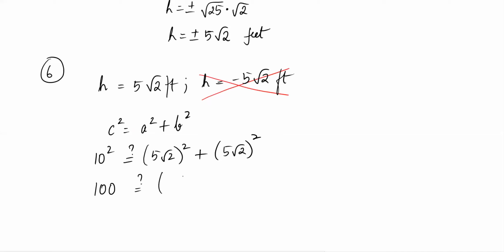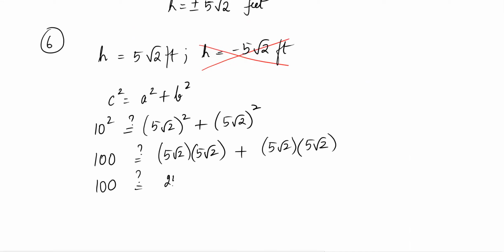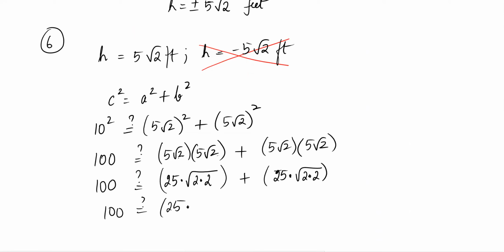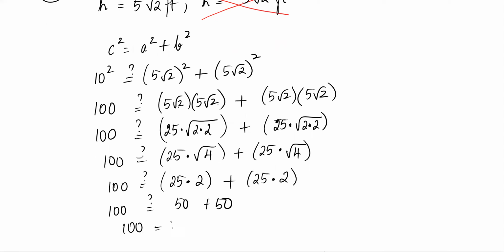So that's 100. Is that equal to 5 root 2 times 5 root 2? So it's 5 root 2 times 5 root 2. Because it's squared, we multiply it twice. This is the reason why we learned about these things in the previous chapter, chapter 9. So that's going to be 25 times, because they have two square roots that are being multiplied, you can bring them both under the same radical. Whatever you do here, it works here too. 25 times square root of 4. Square root of 4 is a 2. So 25 times 2 plus 25 times 2, which is 50 plus 50. You're almost there. That is equal to 100.